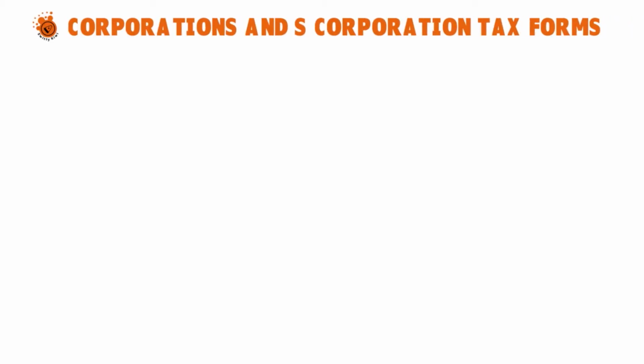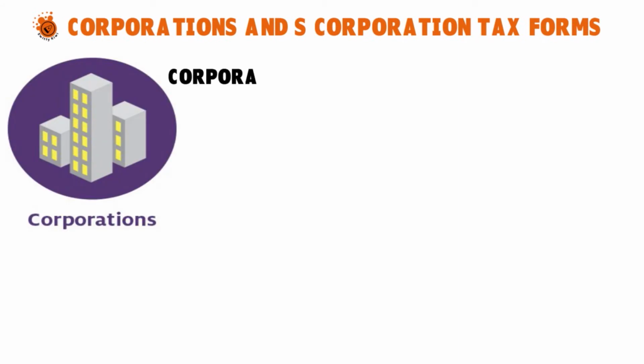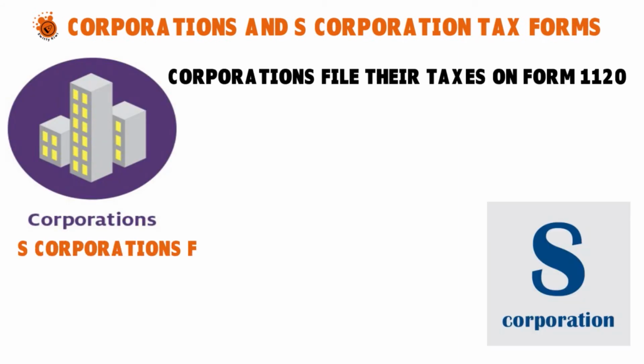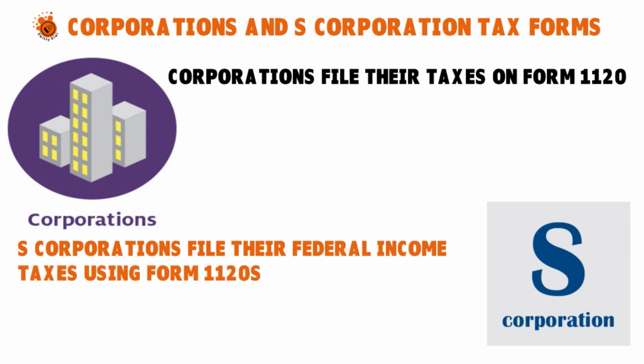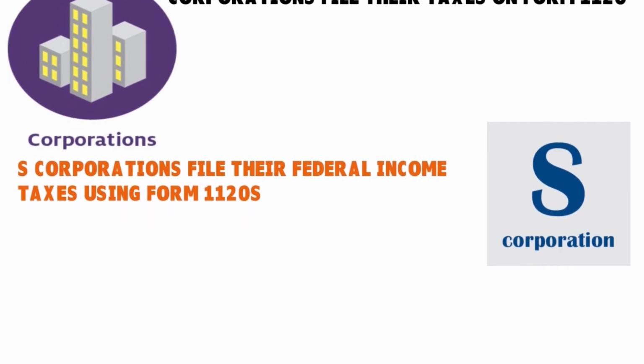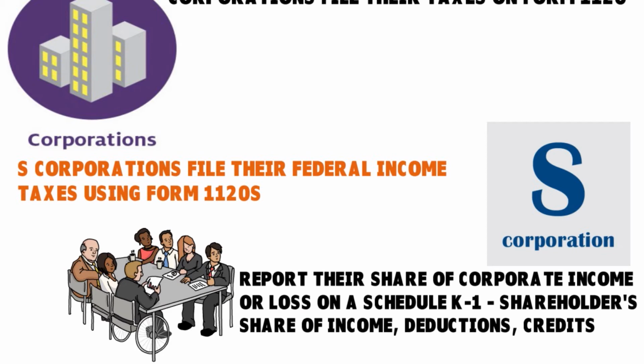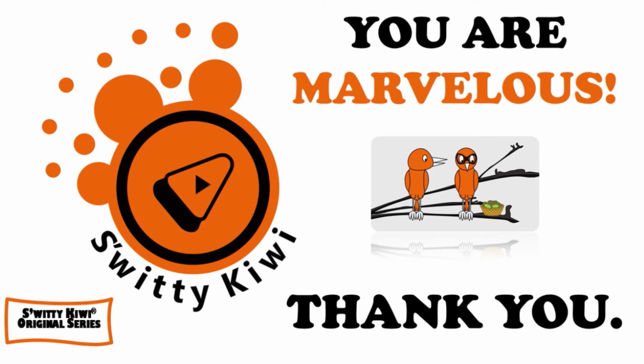Now, when it comes to corporations and S corporation tax forms, corporations file their taxes on Form 1120. We all know that. S corporations file their federal income taxes using Form 1120S. The S stands for the S corporation. S corporation shareholders report their share of corporate income or loss on a Schedule K-1, shareholders' share of income, deductions, and credit.